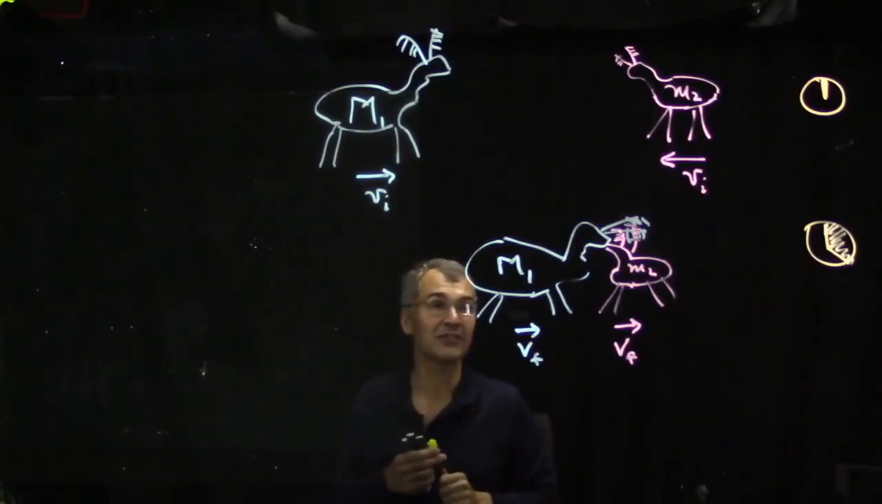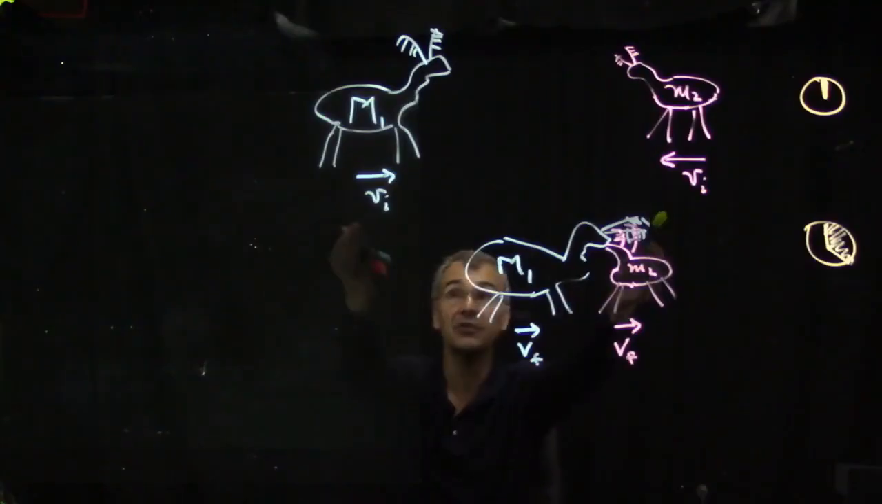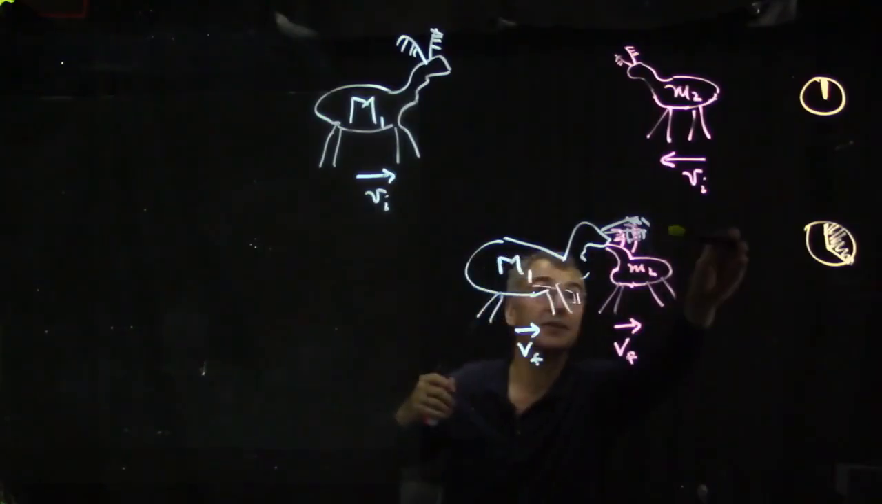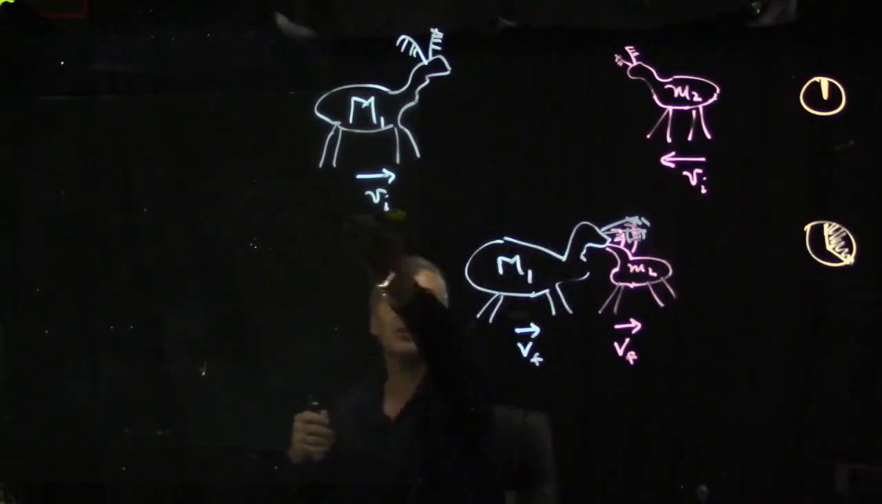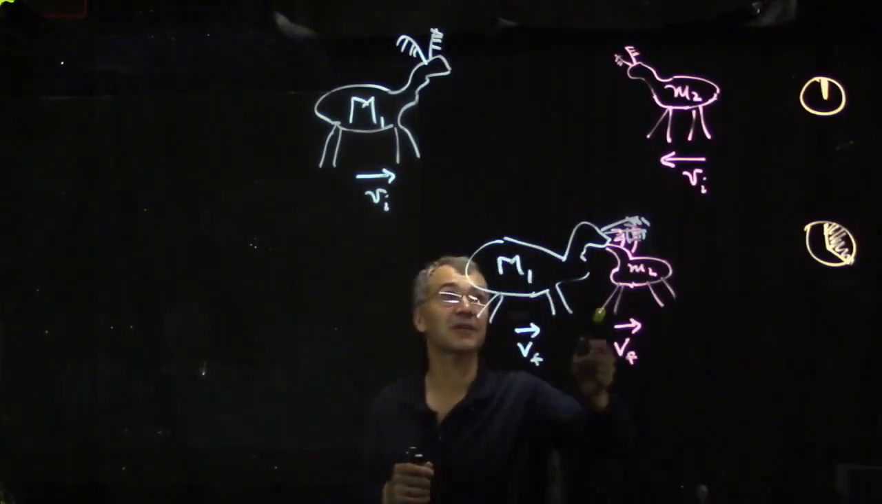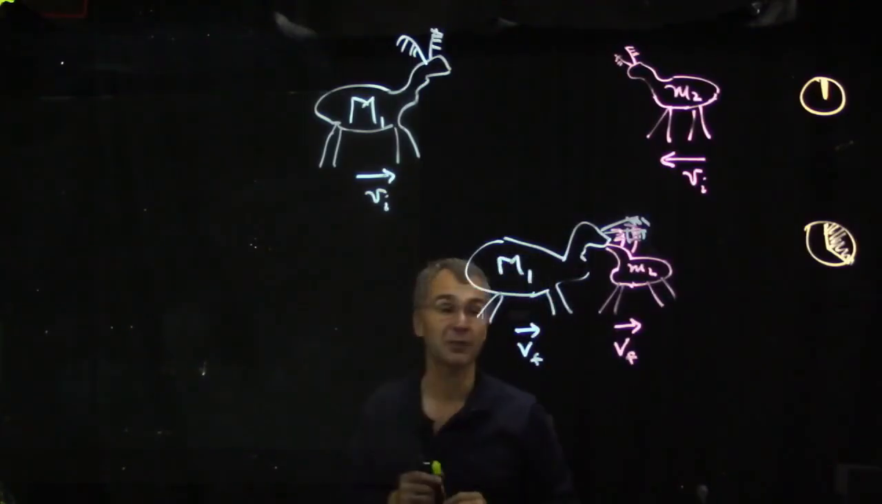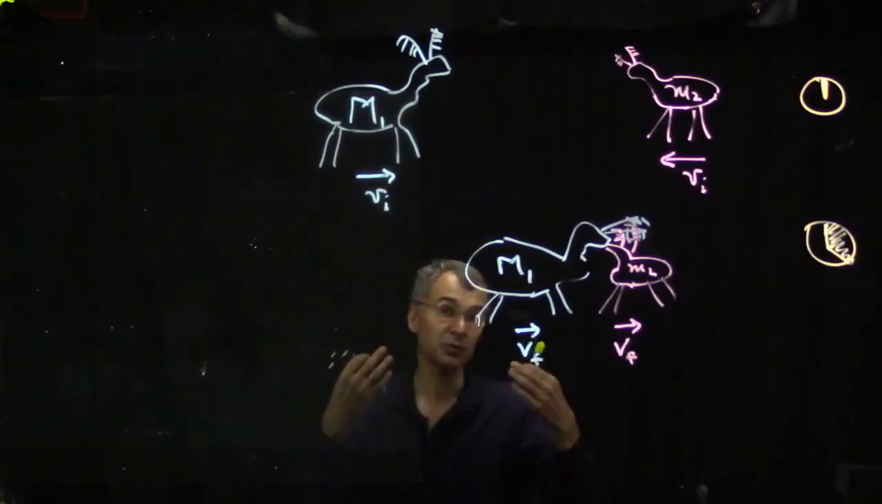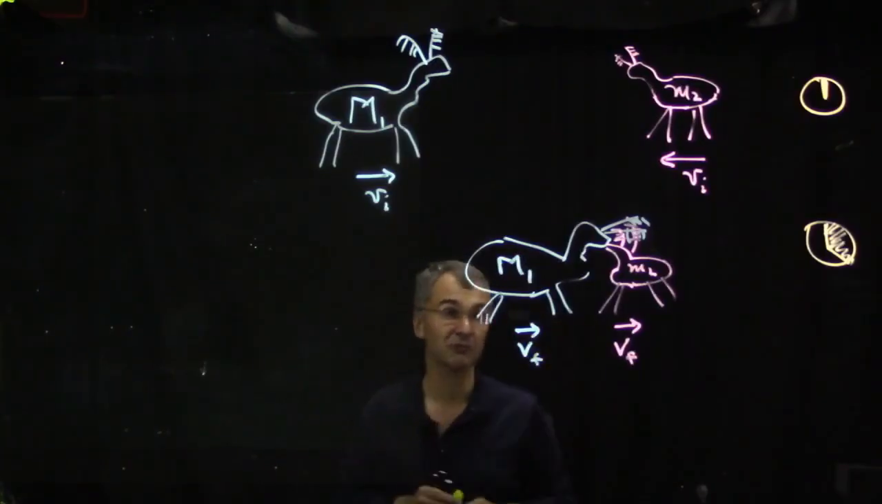Which direction does it slide? This moose has a bigger momentum to the right compared to this moose's momentum to the left, because it's the same speed, but the big moose has a bigger mass. So the total momentum of the moose plus moose system points to the right in the initial state. Therefore, the total momentum of the moose plus moose system will point to the right in the final state. In the final state, the moose's antlers are locked together, so the two moose move at the same velocity, the same v final. They're locked together.